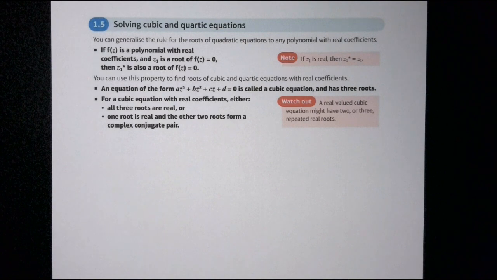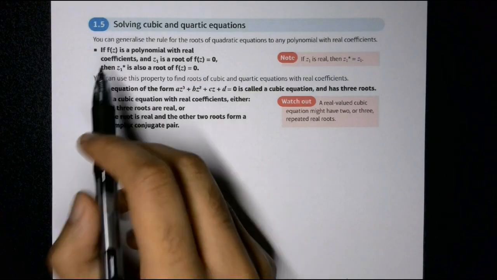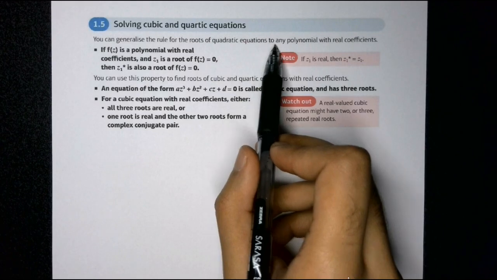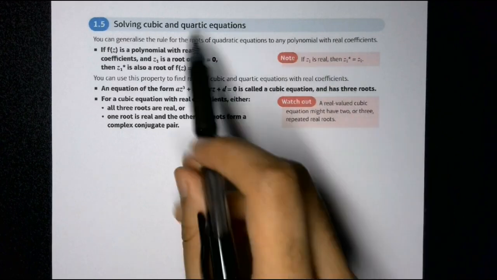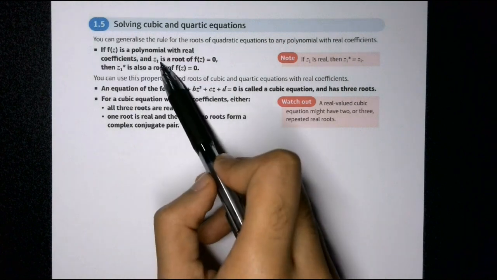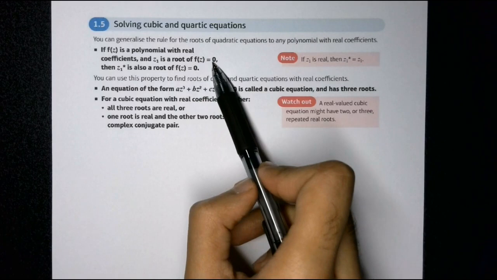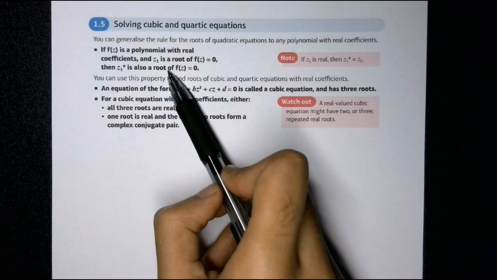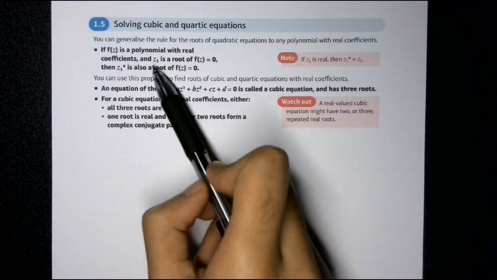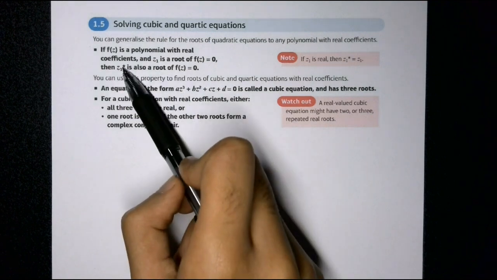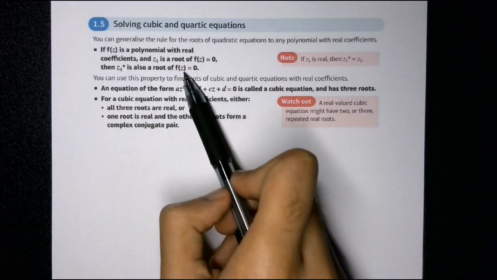1.5 Solving cubic and quartic equations. You can generalize the rule for the roots of quadratic equations to any polynomial with real coefficients. Now, if f of z is a polynomial with real coefficients and z1 is a root of f of z equals 0, then z1 star is also a root of f of z equals 0. So if we know one of our roots, z1, then the complex conjugate of that root, z1 star, is also a root of f of z equals 0.